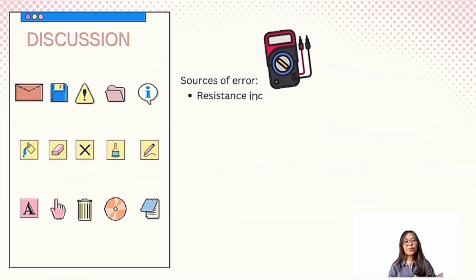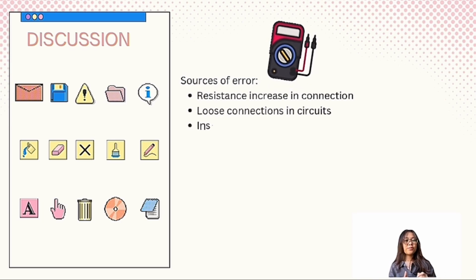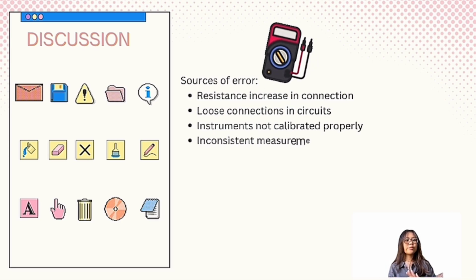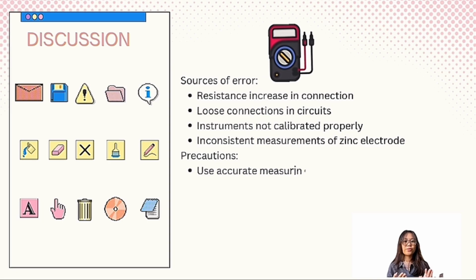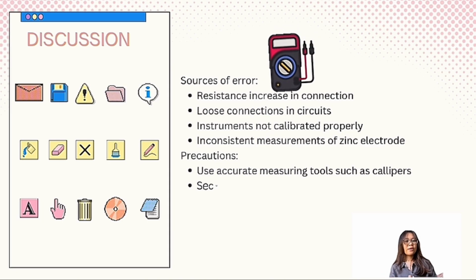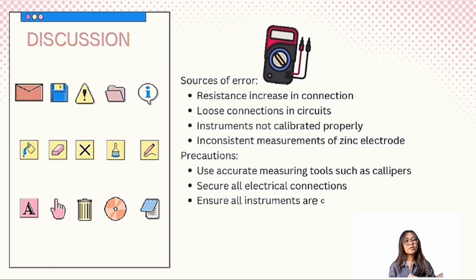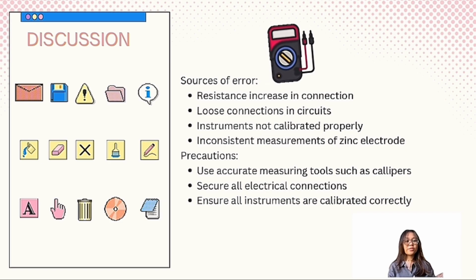Next, I'll briefly go over some sources of error that happened during the experiment and precautions that can be taken. Firstly, one source of error could be the increase in resistance due to the wires or the setup, which may affect the current readings. Then, loose connections in the circuit might also lead to unstable current flow, affecting the current readings. Next, the instruments might not have been calibrated properly, which can cause inaccurate values. And finally, inconsistent measurements of the zinc electrode surface area could also affect the reliability of our results.